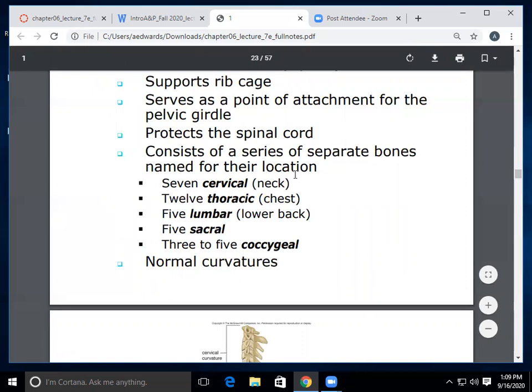It also helps protect your spinal cord. It has a series of different bones named for their location. So you have a section of 7 cervical vertebrae in the neck, 12 thoracic vertebrae in the chest, 5 lumbar vertebrae in the lower back, 5 sacral bones below that. And then you have the coccyx, which is made up of 3 to 5 little bones. But we generally just refer to it as the coccyx.